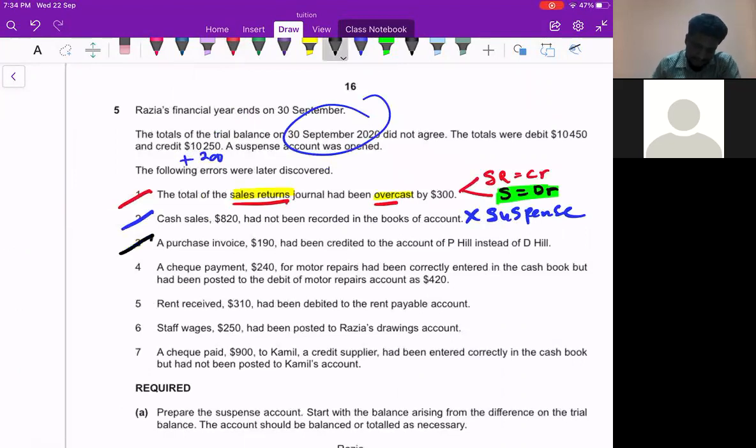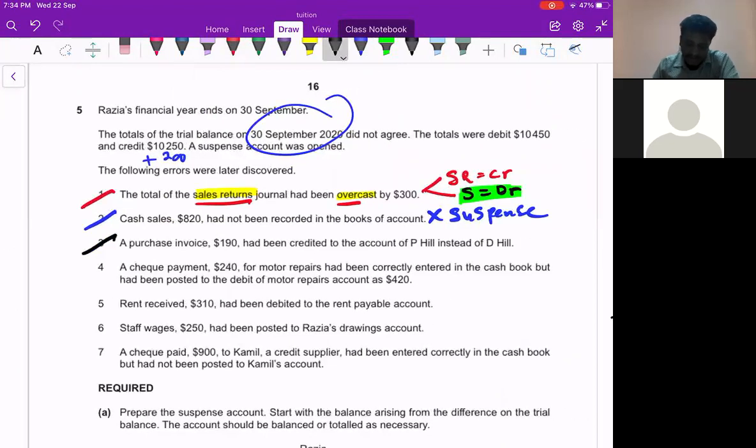Number 3. A purchase invoice under 90 had been credited to the account of P Hill instead of D Hill. Whenever there's a purchase invoice, we will credit the trade payable. You're supposed to credit the trade payable, but you go credit to the wrong trade payable.